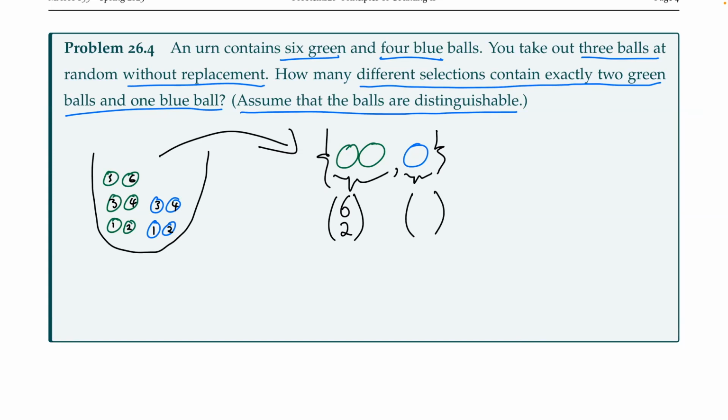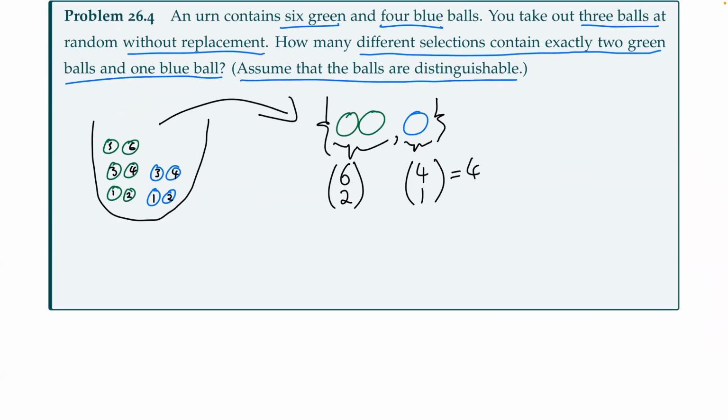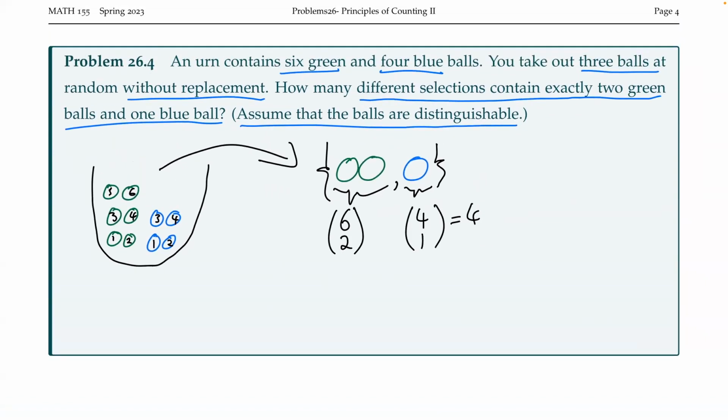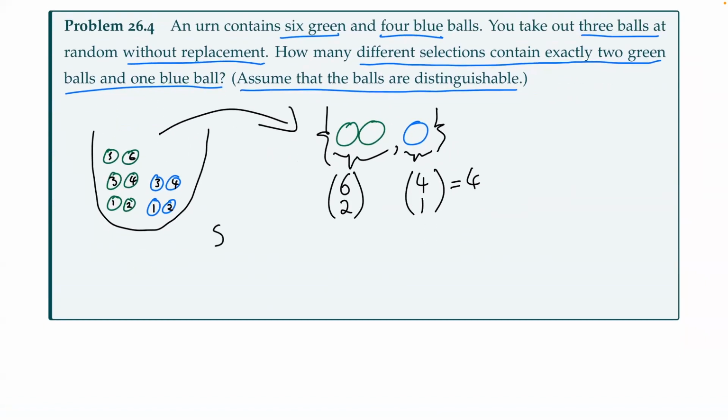How about for the blue ball? Well, you want 1 blue ball, and there are 4 blue balls in there. How do we work this out? 4 choose 1, which is just 4. So what does that mean? Well, this is the point where we use our multiplication principle. So there are 6 choose 2 times 4 choose 1 possible selections.